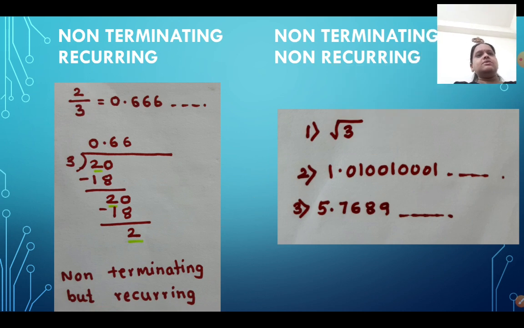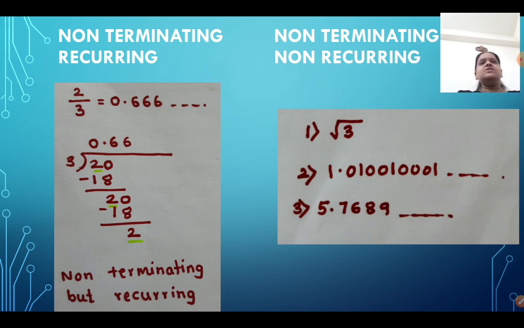The next one is non-terminating but recurring, and non-terminating, non-recurring. Can you see the difference between these two? The first one is non-terminating, the second one is also non-terminating, but in the first case it is recurring, and in the second case it is non-recurring. Now let us see what the difference is.